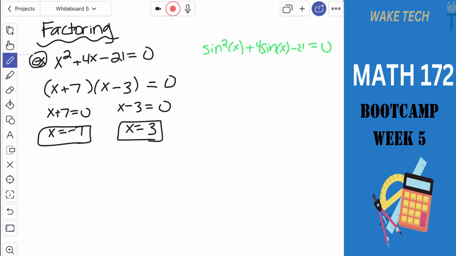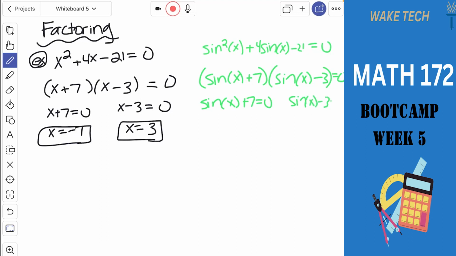So it's identical in its structure. Again, instead of having x squared, we have sine squared. Instead of having x, we have sine. But everything else is the same. So what we could do to solve this equation in green is to factor it. It would factor in the same way, of course, sine x plus 7 times sine x minus 3. And then you could set each of those factors equal to 0 and continue solving those. We're not going to actually continue solving them.